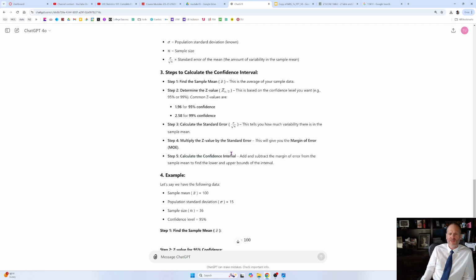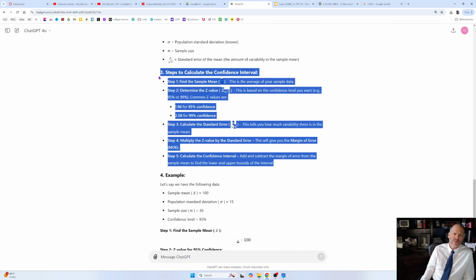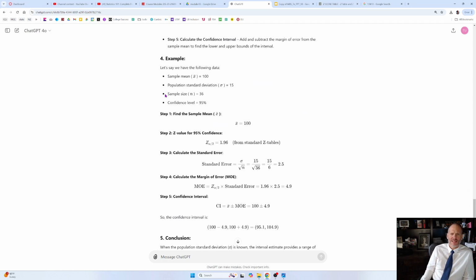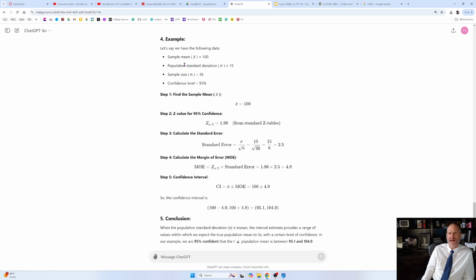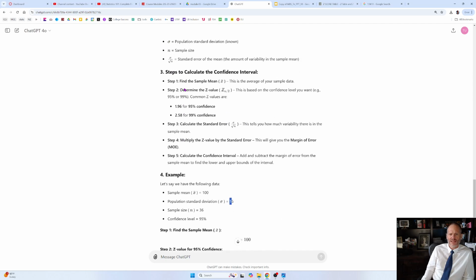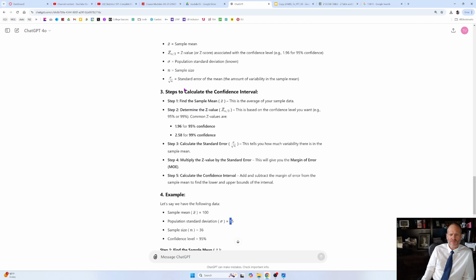And calculate the confidence interval. Add and subtract the margin of error from the sample mean to find the lower and upper bounds of the interval. This is like a good recipe, step by step, to do it. Example, let's say we have the following data. The sample mean is x bar equals 100. Population standard deviation is 15. The sample size is equal to 36. And the confidence level is equal to 95%.